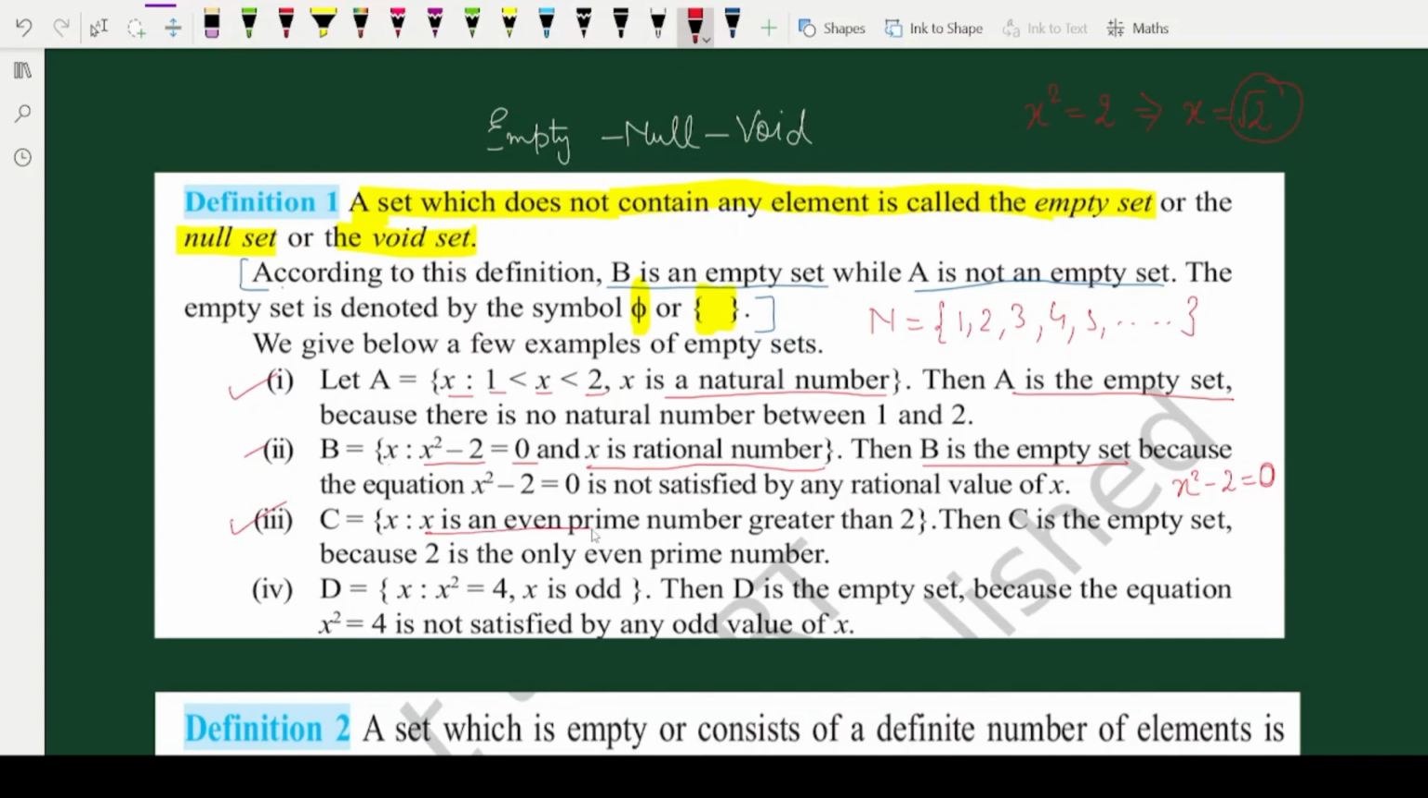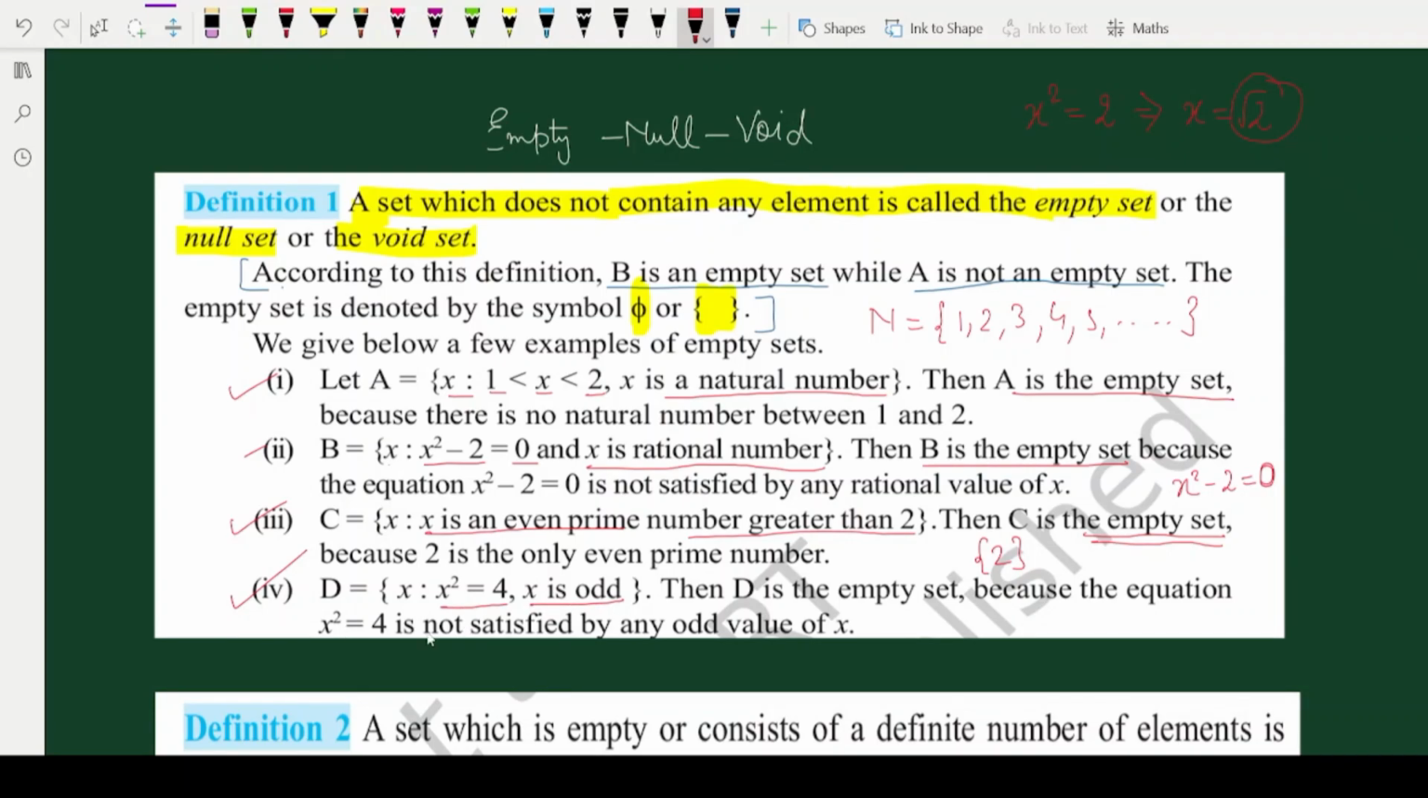Next, x is an even prime number greater than 2. We know that the only even prime number is 2. But they say x is an even prime number greater than 2. So this set is also empty. There is no prime number greater than 2 that is even. I hope you understand.